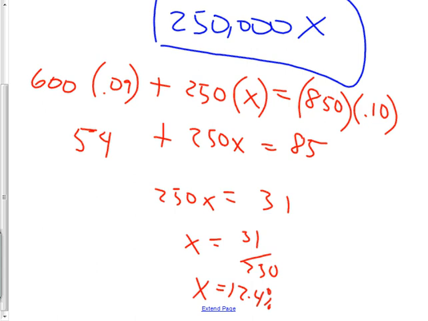I got a little sloppy at the end there. Some kids are looking up here with puzzled looks. I want to make sure you're getting this right. This was 31 divided by 250. 31 divided by 250. Are you sure that's 12.4%? Okay. All right, good.